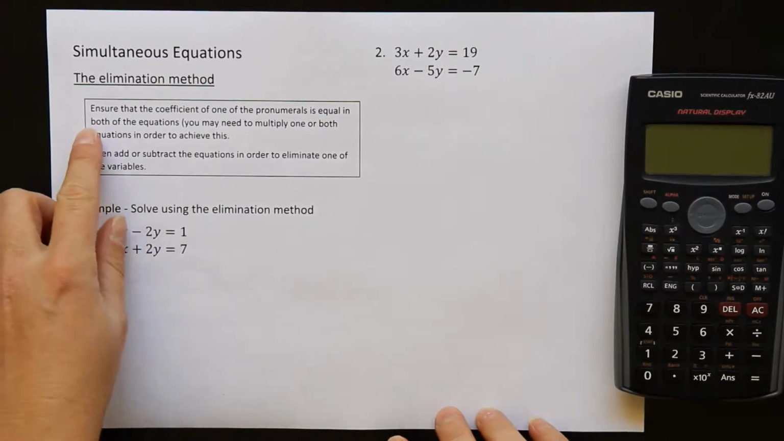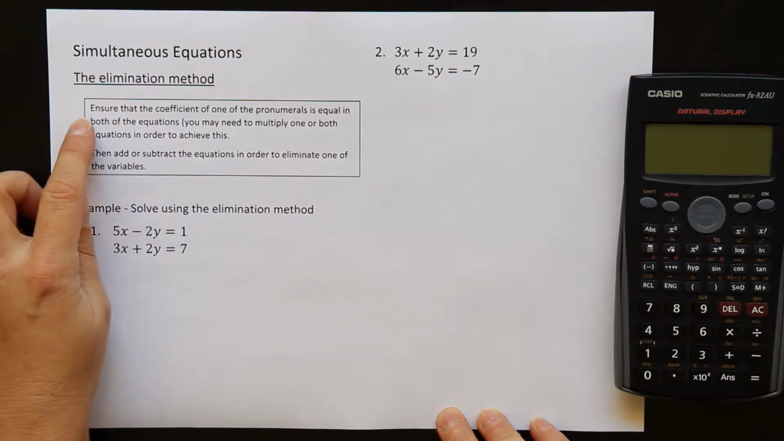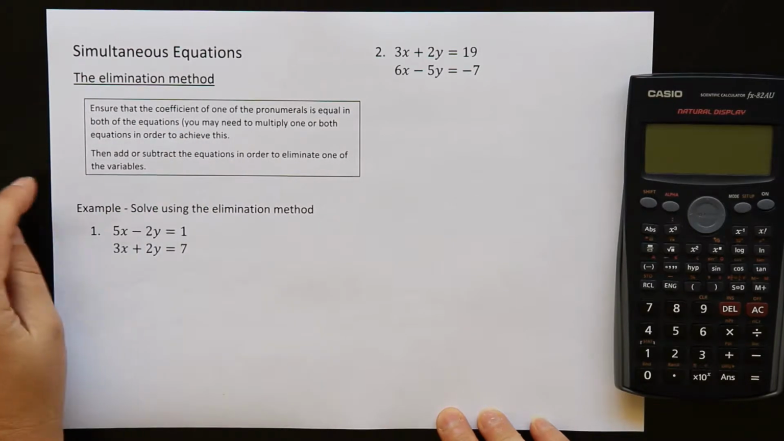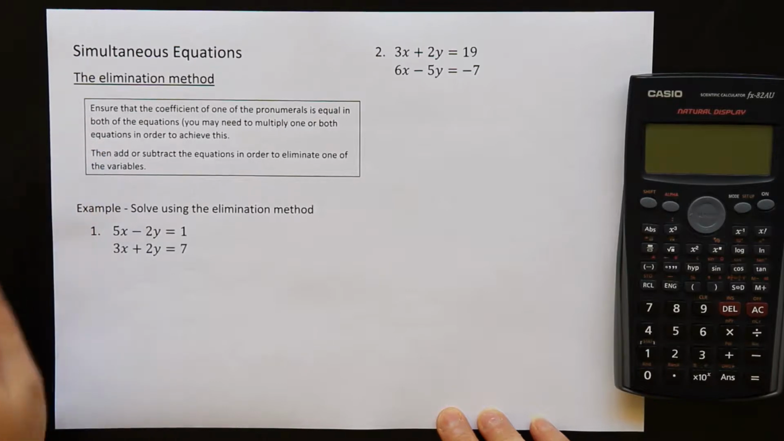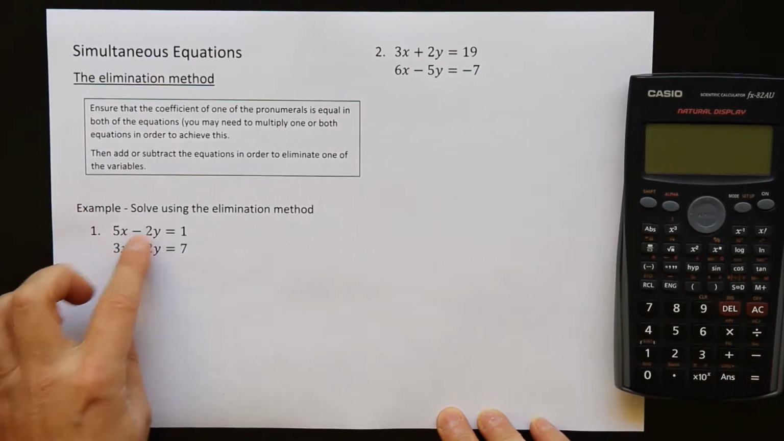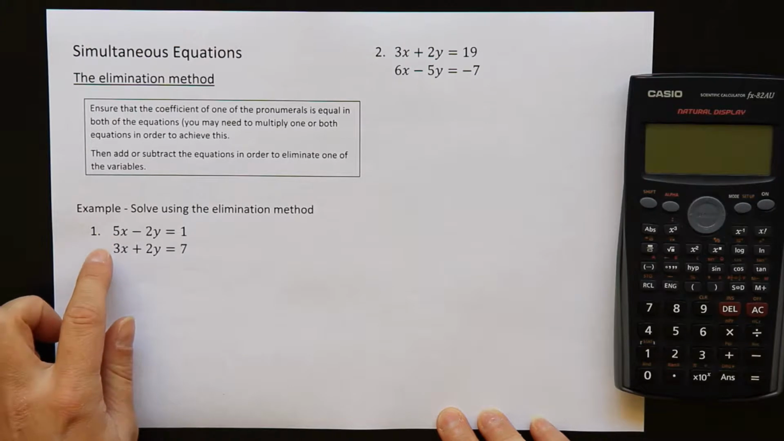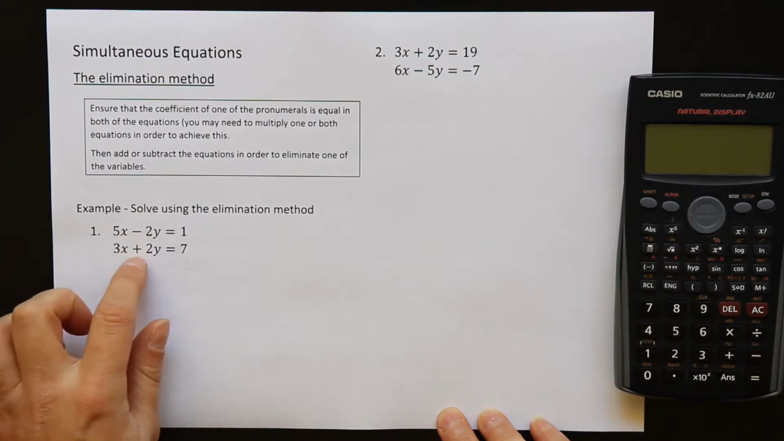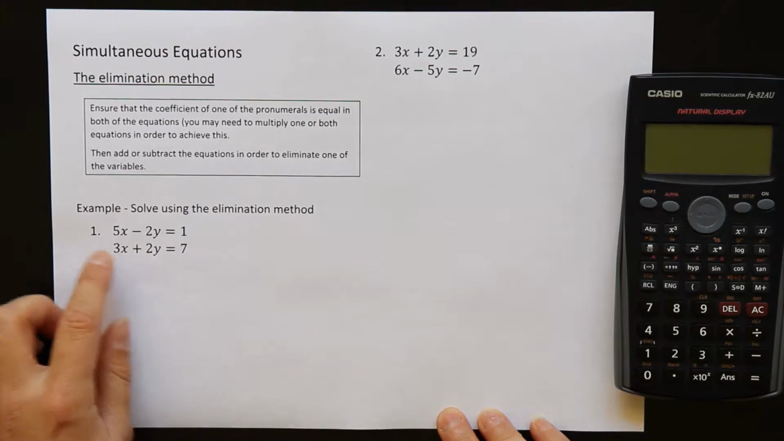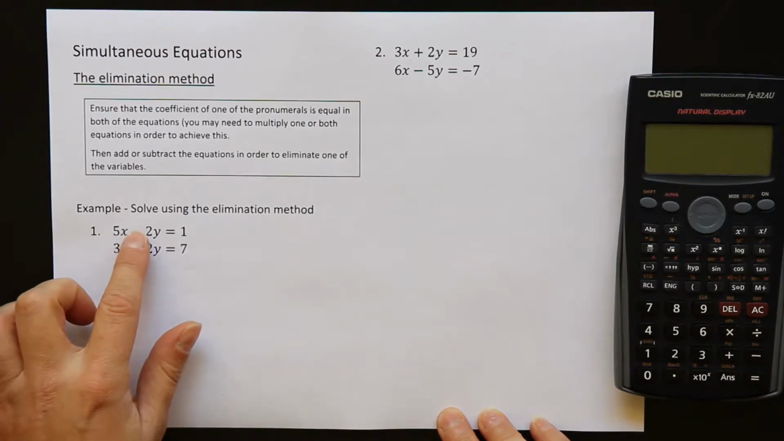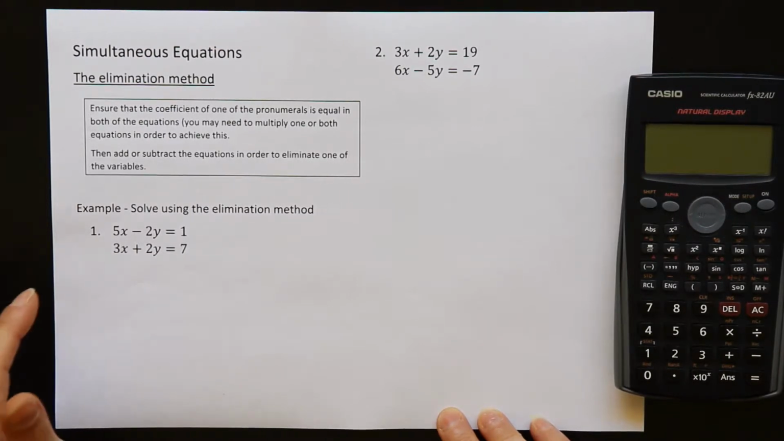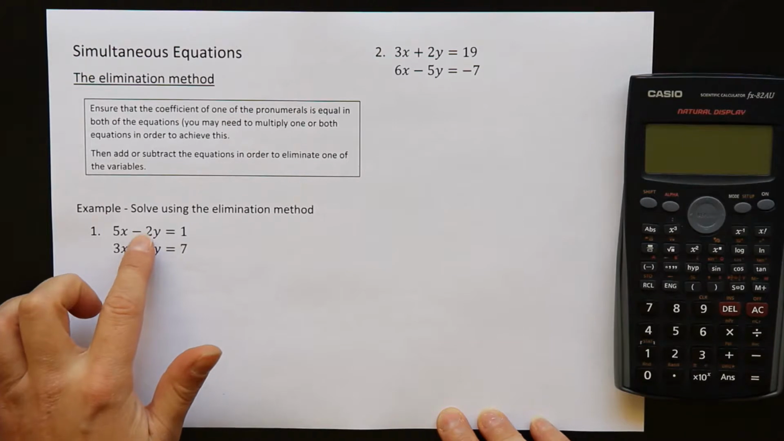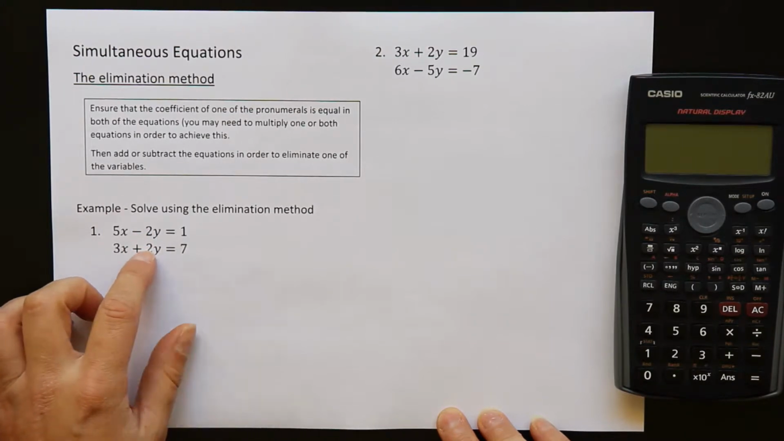In this method, you need to ensure that the coefficient of one of the pronumerals is equal in both of the equations. To do this, you may need to multiply one or both equations. Looking at the equations down here, you need the coefficients, which is the number in front, of either the x's or the y's to be the same. In this case, both of the y terms have a coefficient of 2. One being a positive, one being a negative is okay, we can deal with that. So these are the pronumerals that we're going to be eliminating.